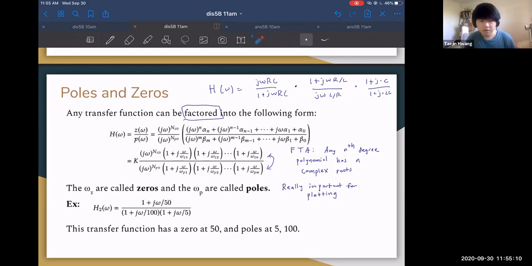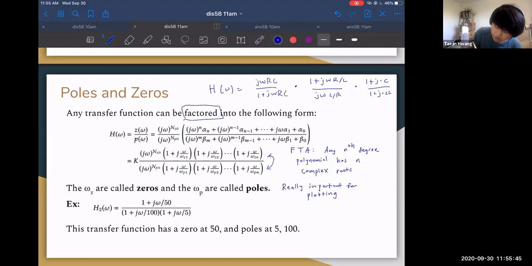So if we have a transfer function of the form 1 plus j omega over 50, all over 1 plus j omega over 100 times 1 plus j omega over 5, literally pattern matching to what we have in this form over here, we notice that there's a zero here at 50, a pole at 100, and then a pole at 5. So these are just zeros and poles by definition, really.